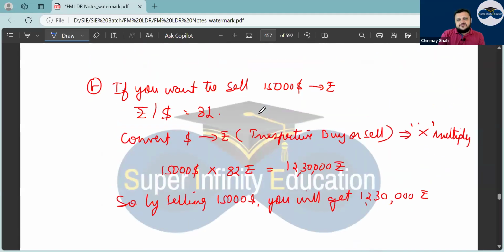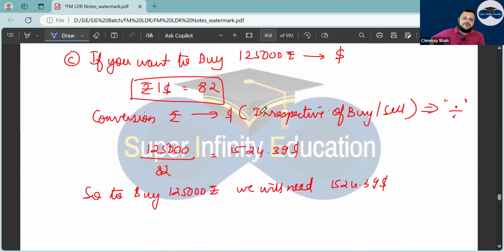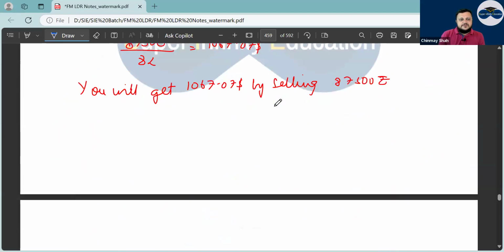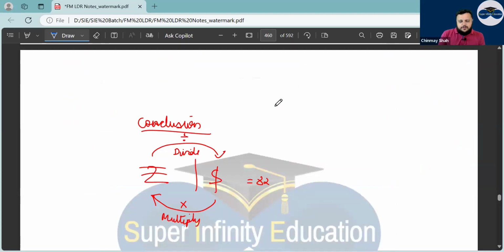Second is what? You want to convert a rupee to what? Dollar. In that case, what you will do? Secondary currency to base currency. Will you divide or multiply? Tell me. Divide by the rate, correct? Divide rupees by the 82 rate that is given to you. This is rule 2 for you, correct? Conclusion. Whenever going from secondary currency to base currency, divide. Base currency to secondary currency, multiply. Correct? Any problem in this?